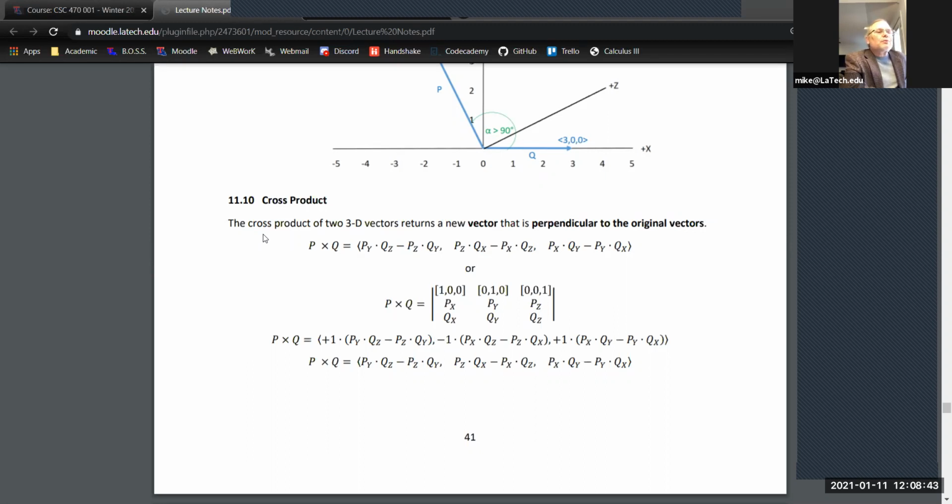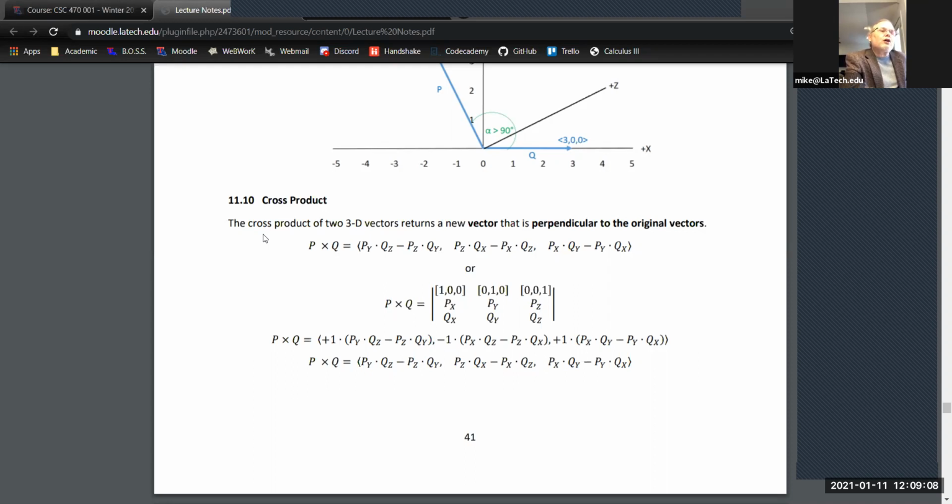Well, a cross product is called a cross product because you can think of it as defined by little x's, little crosses if you want to. So P cross Q, right? See that little matrix I have in the middle of the page there?